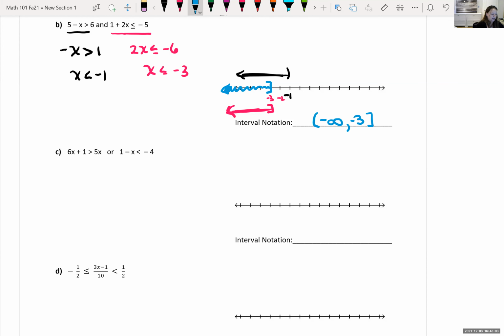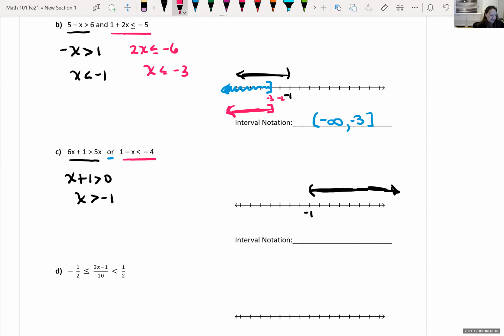So the next one was the or statement. We're going to solve each inequality separately. And so let's get x by itself. So we have 6x plus 1 is greater than or equal to 5x. Actually, let's subtract 5x on both sides. So we have 6x minus 5x on the one side is x, plus 1 is greater than 0, and then subtract 1. So x is greater than negative 1. So we're looking at where negative 1 is on the number line and everything bigger than that, but not including. So parentheses, shading to the right of negative 1.